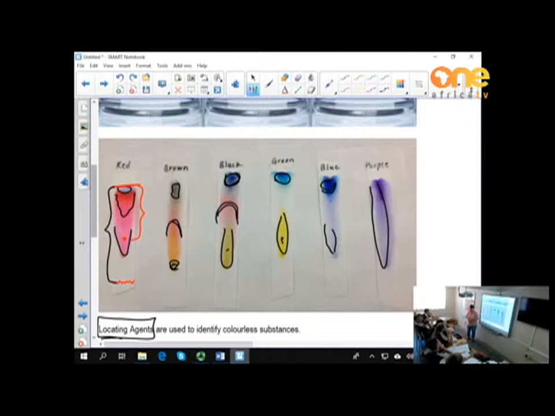It will always be less than 1, because if it moves up to the solvent, it's the same amount divided by the same amount. It's going to give me 1. So we find that the most soluble substances will have a value very close to 1. The least soluble substances will have a value far away from 1, 0.25, for example.